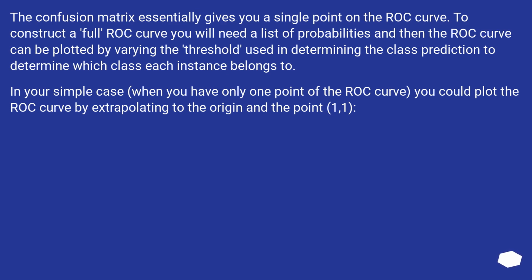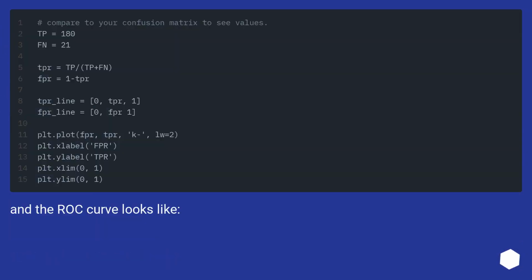In your simple case, when you have only one point of the ROC curve, you could plot the ROC curve by extrapolating to the origin and the point (1, 1). And the ROC curve looks like.